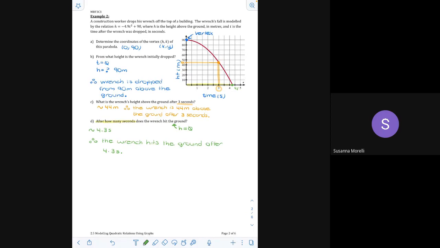All right, there we have it. So we used the graph to answer certain questions like what height was the wrench dropped from, how long did it take to hit the ground, and then they asked a particular question like how high off the ground was it after 3 seconds. So I hope the video helped.